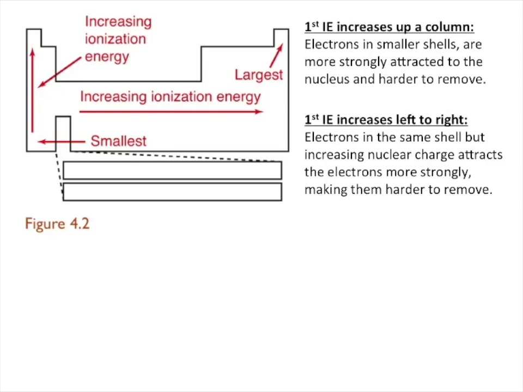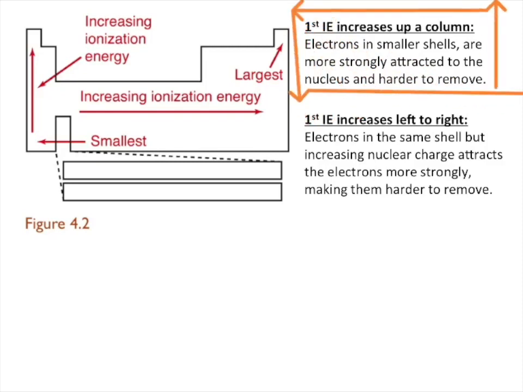So as you go up a column, your electrons are in smaller and smaller shells. Electrons are in smaller and smaller shells, and so they're more attracted to the nucleus and harder to remove. Your outermost electron is a lot closer to the positive charge when you're up here than it is when you're down here. Just physically closer, and therefore it's harder to remove.